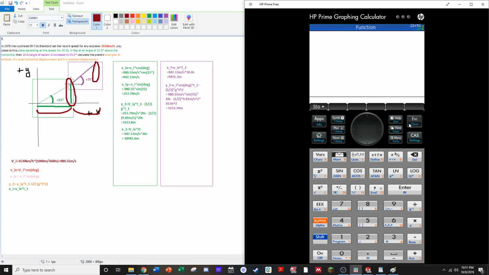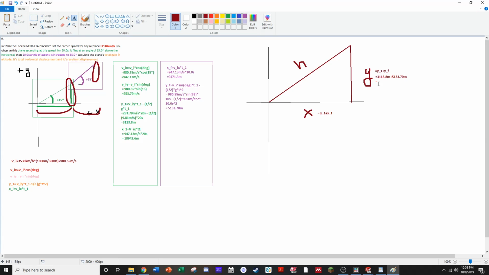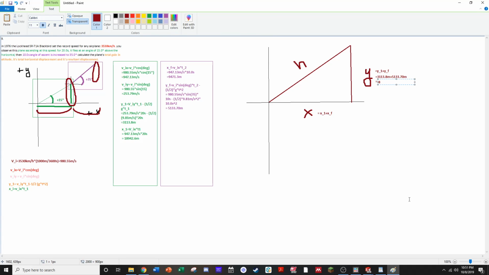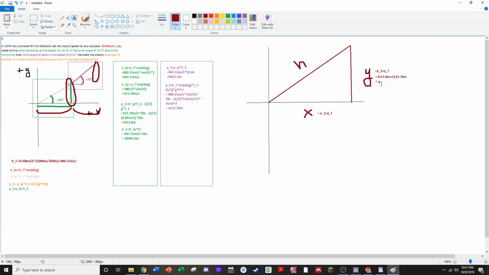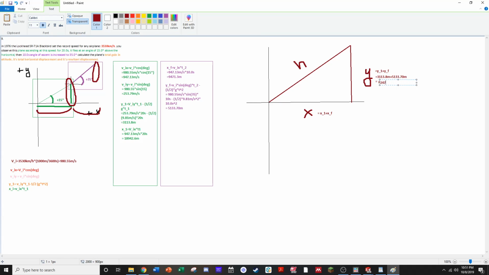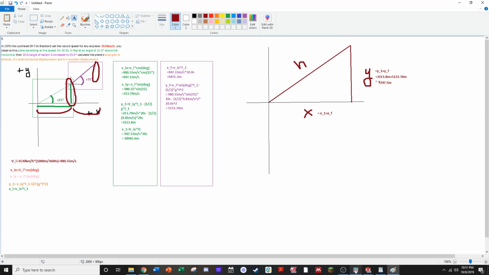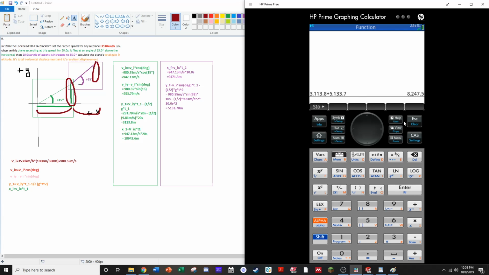Now we are going to plug that into our calculator. So I'm just going to clear this so we don't have to look at anything. So we have 3,113.8 plus 5,133.7. And that's going to give us 8,247.5 meters, I believe. We're going to pretend that that is all in one line. Yeah, awesome. So we're going to clear that again.